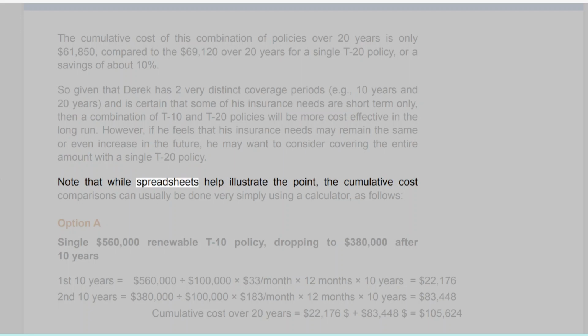Note that while spreadsheets help illustrate the point, the cumulative cost comparisons can usually be done very simply using a calculator, as follows.